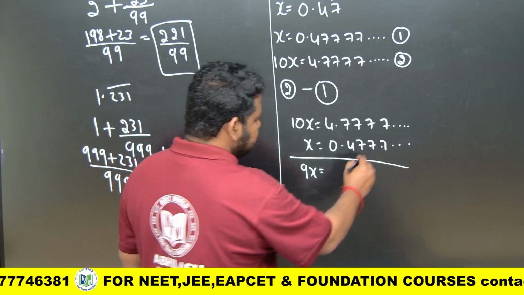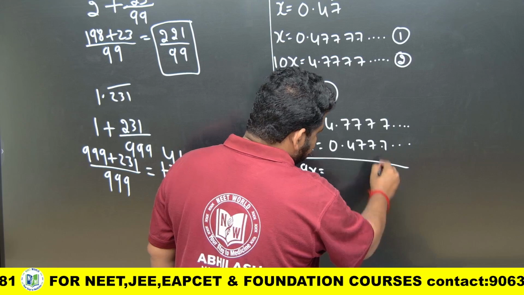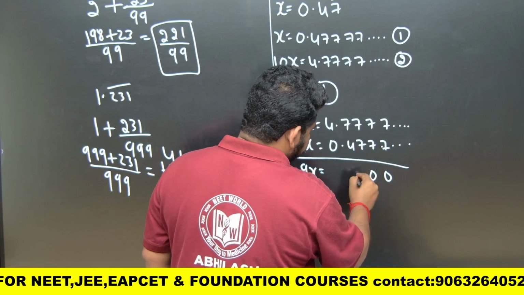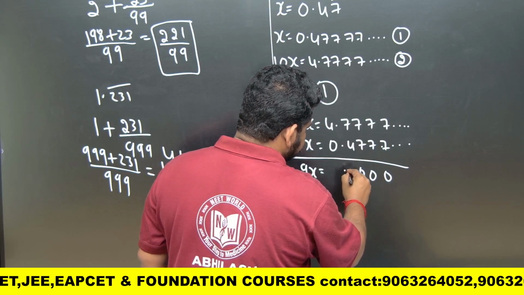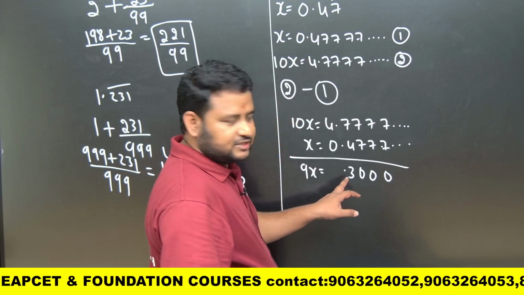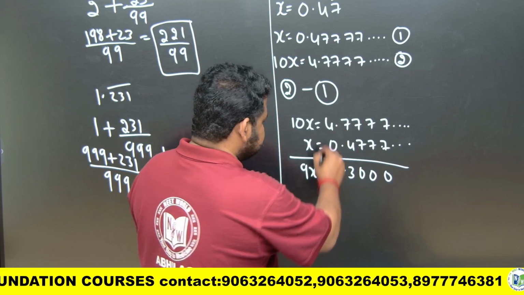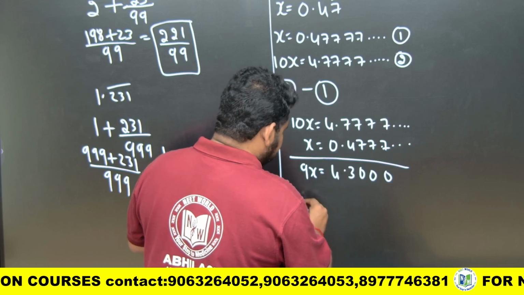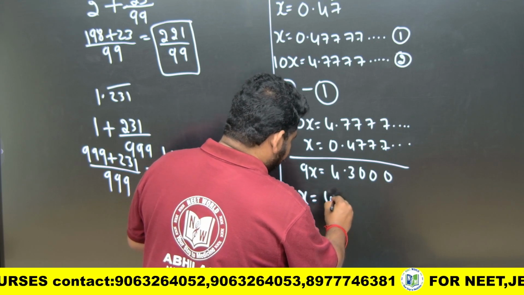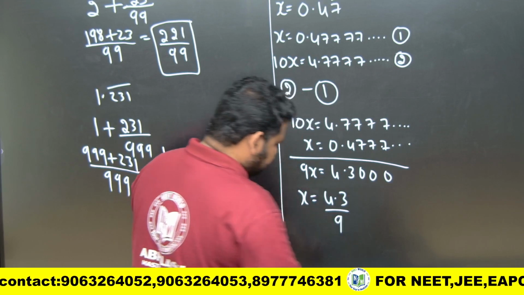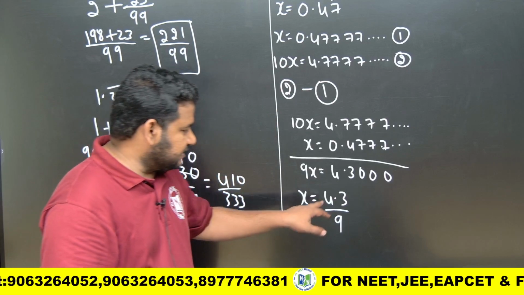Now see here, 7 minus 7 is 0, 7 minus 7 is 0, 7 minus 4 is 3, this is not 0, and 4 minus 0 is 4. So I will get x is equal to 4.3 by 9. Again still it is in decimal.